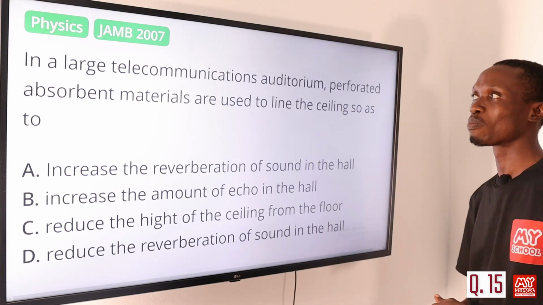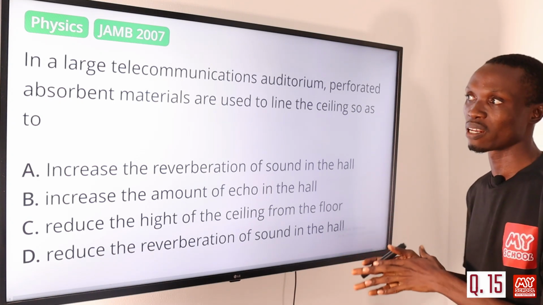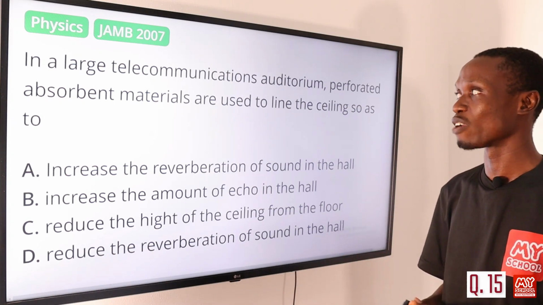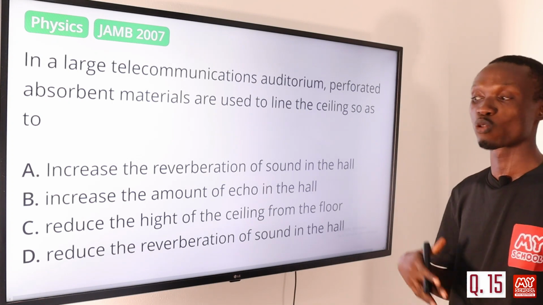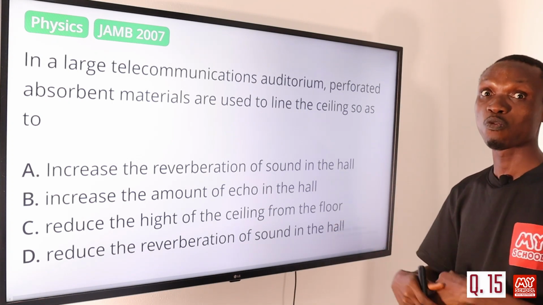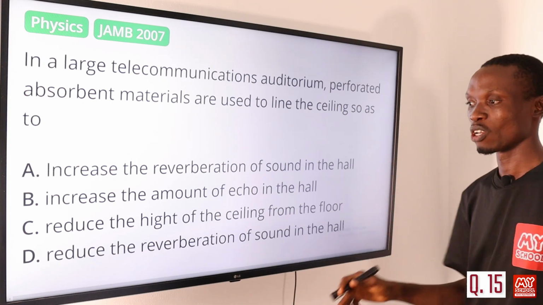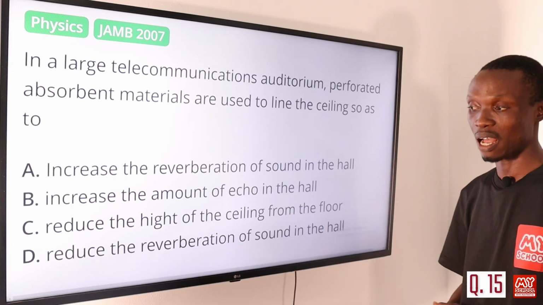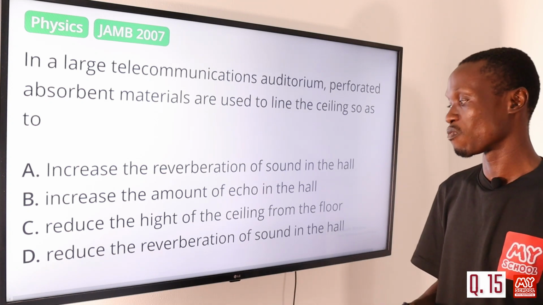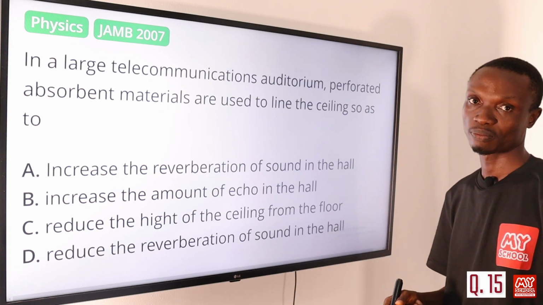In a large telecommunication auditorium, perforated absorbent materials are used to line the ceiling in order to reduce the effect of multiple reflection of sound known as reverberation. So that makes option D the correct answer to this question. Reduce the reverberation of sound in the hall.